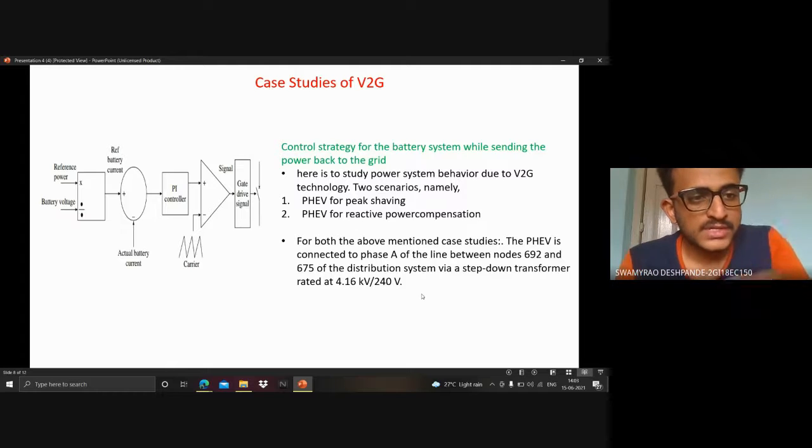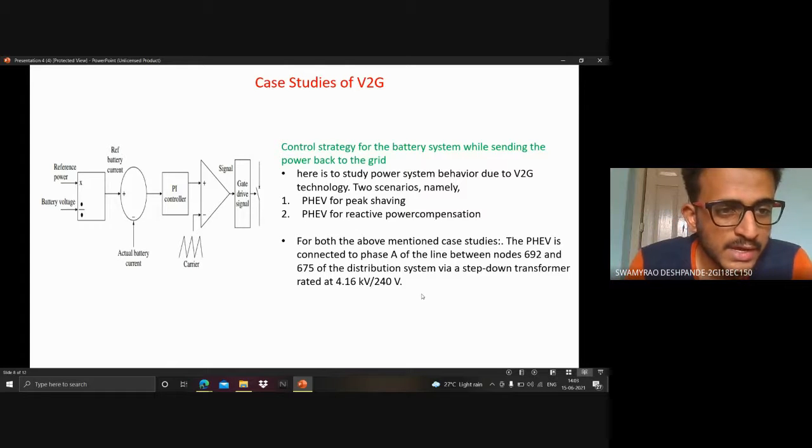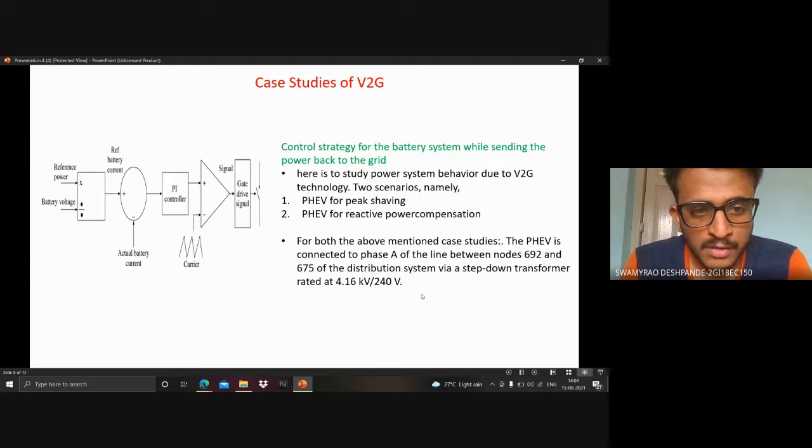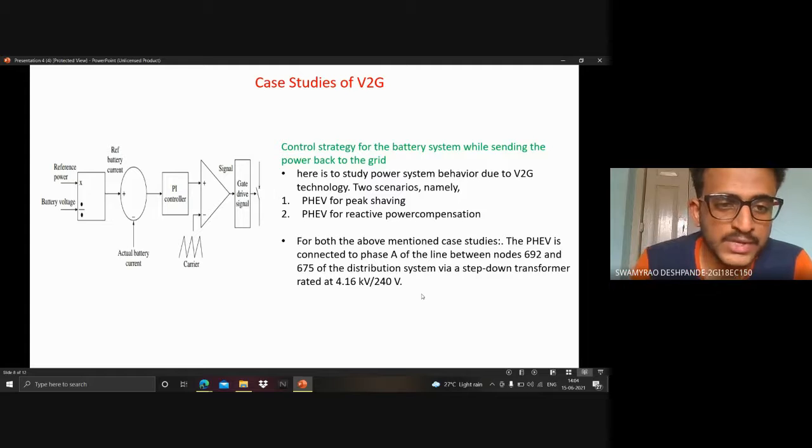First, the reference power is taken. It is divided by the battery voltage, and then we get the reference battery current. It is then compared with the actual battery current, which gives out the error signal. That error signal is processed through a PI controller block. PI means proportional integral controller. From that we get a duty cycle as the output.